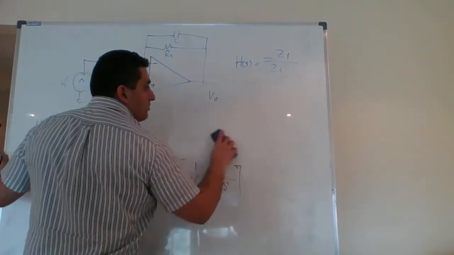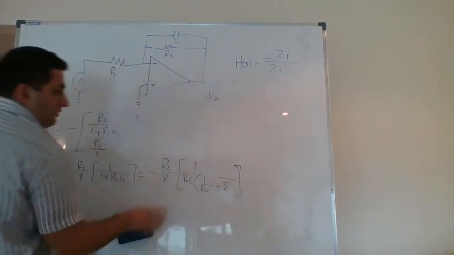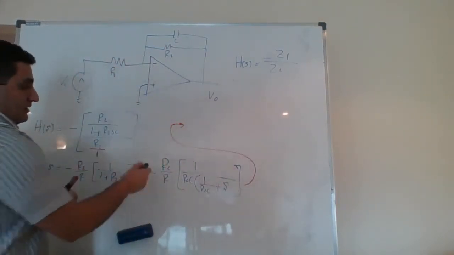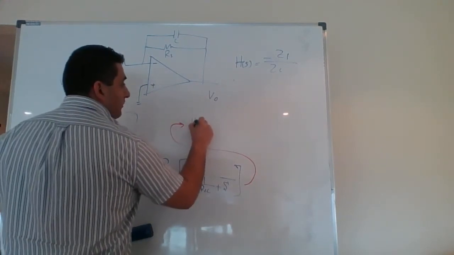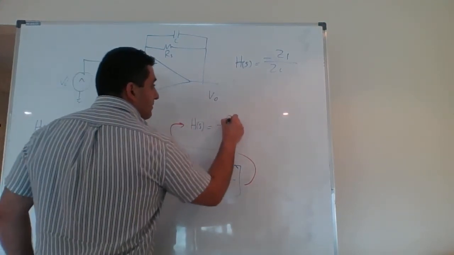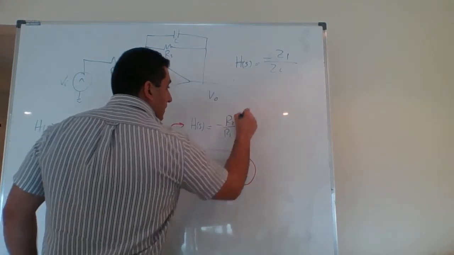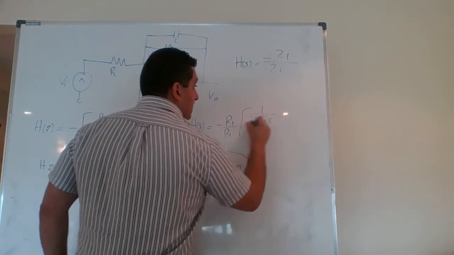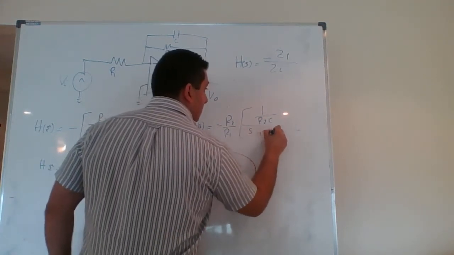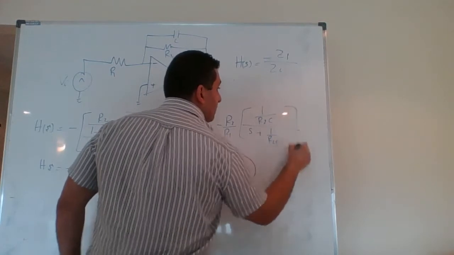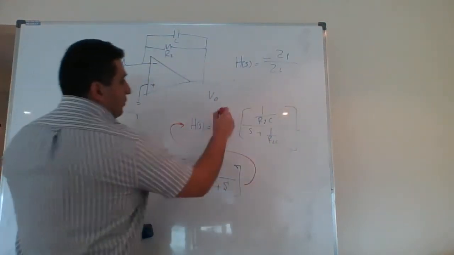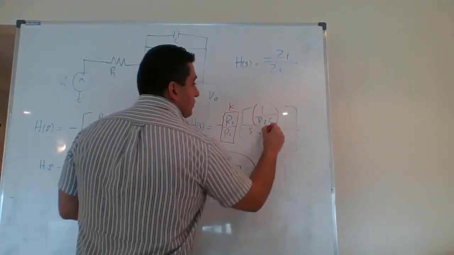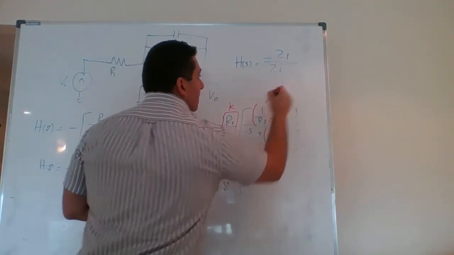Now, based on this system, I can go up and start in here, and I can see that H of S is equal to minus R2 over R1 multiplied by 1 over R2C, divided by S plus 1 over R2C. This is known to me now as K. This is known to me now as omega C.